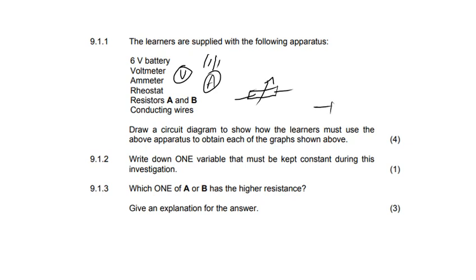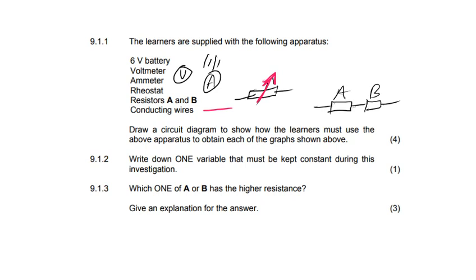Then there's resistor A and B. The normal resistor, you just do this. It's fixed, doesn't have that arrow. This arrow means it's a variable resistor or a rheostat. They say conducting wires. Obviously, a wire is a line. They say draw a circuit to show how the learners must use the above apparatus to obtain each of the graphs shown above.